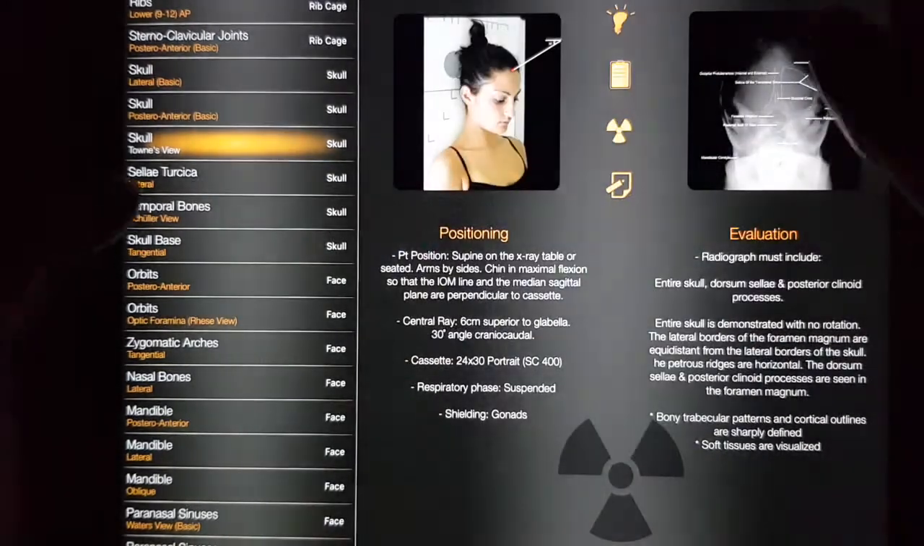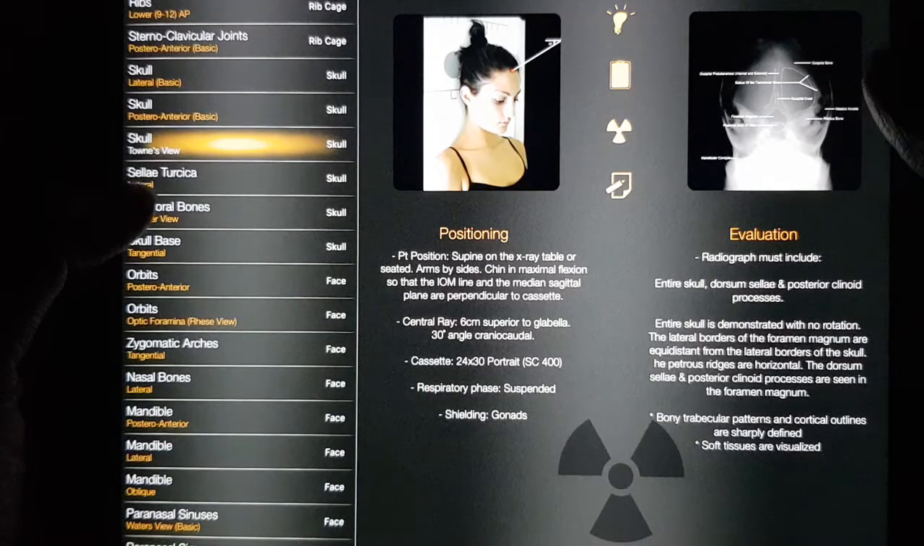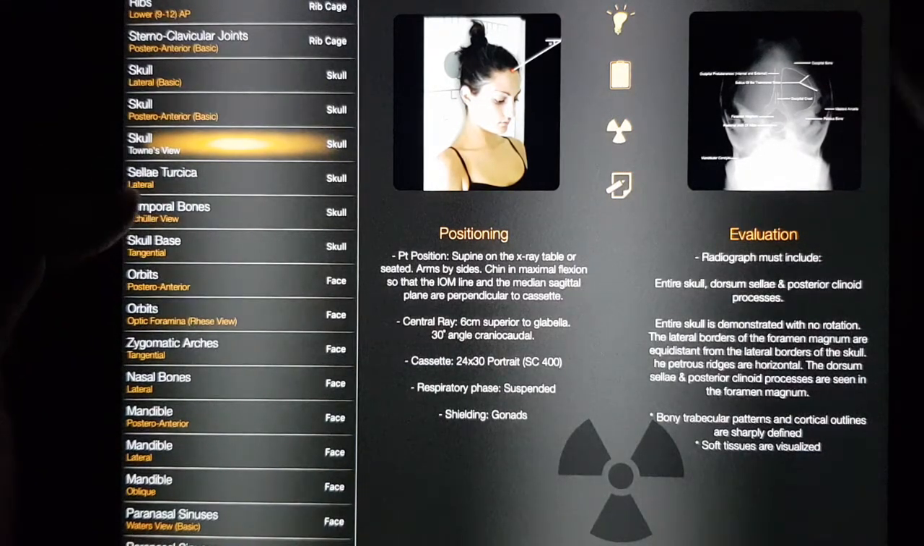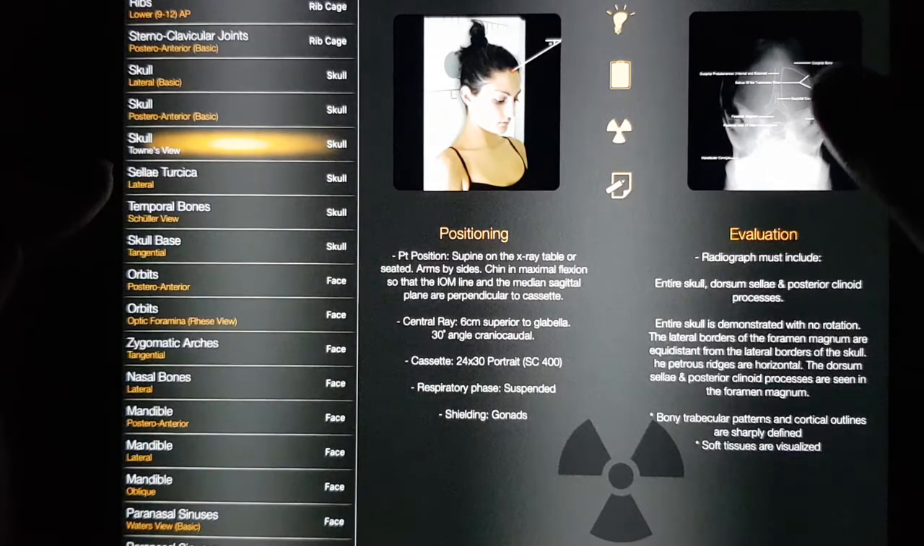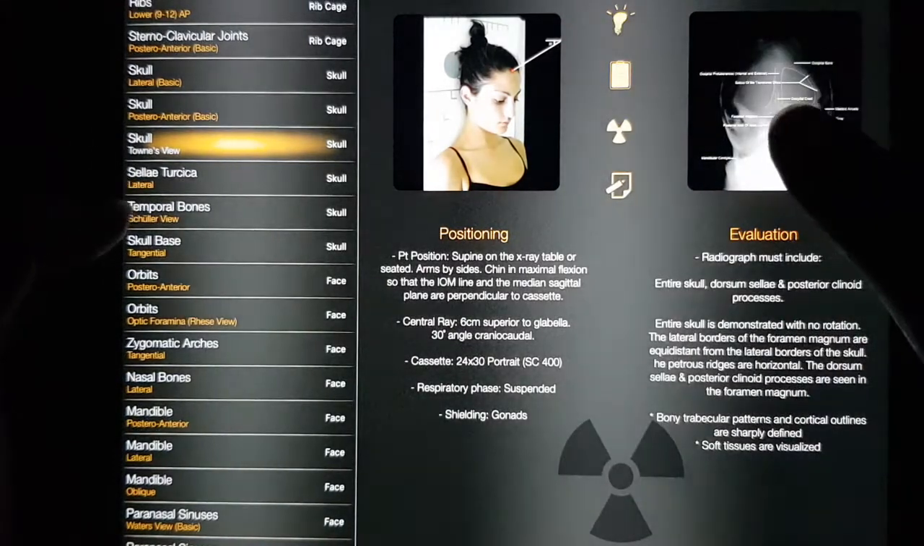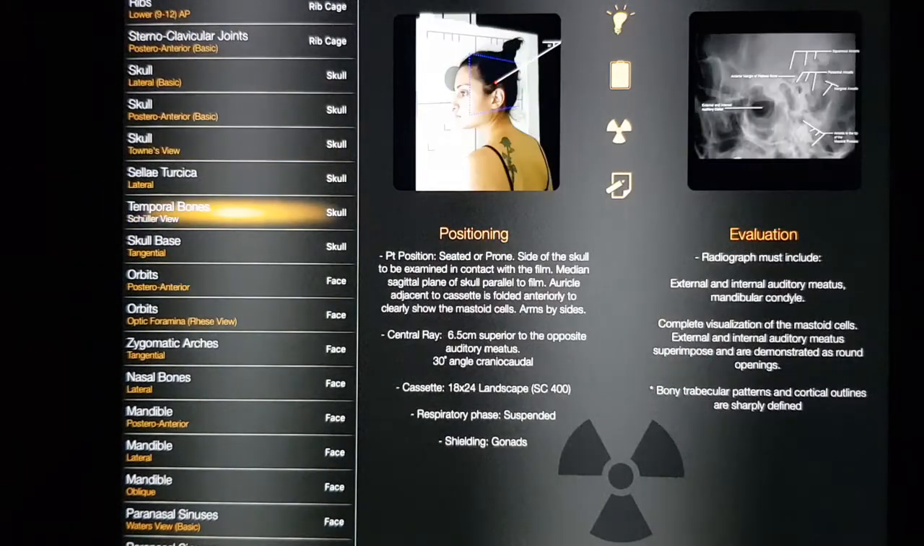In Schuller's view we'll have the mastoid bone, and we'll see its importance more clearly there. So this is done for Towne's view, and coming back to Schuller's view.